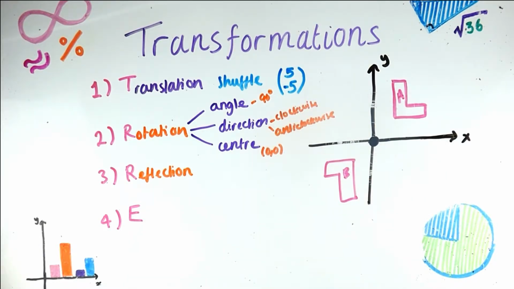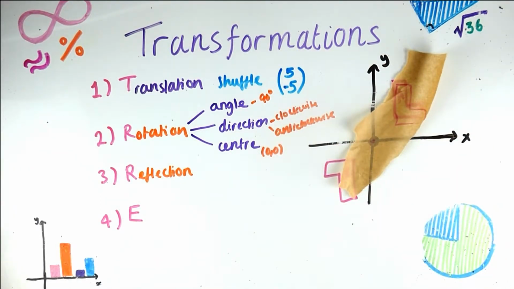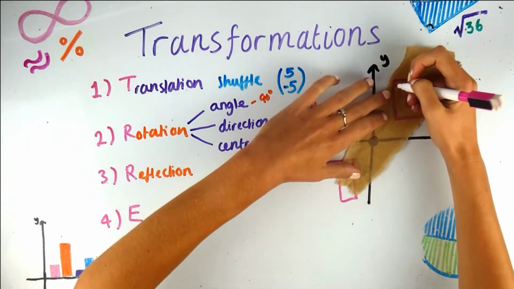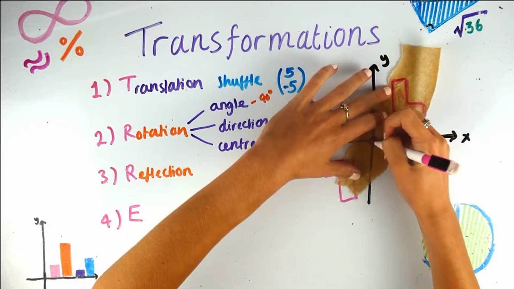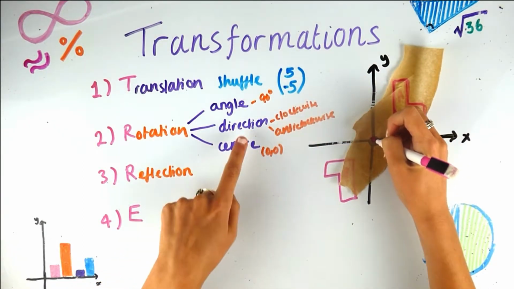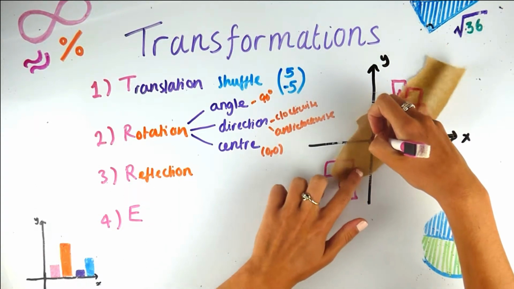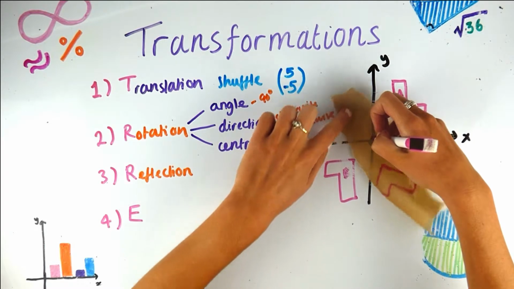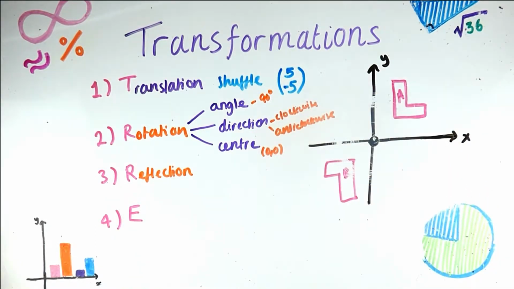You can use a bit of paper to do this. I've got a really rubbishy scrap here. You could write this here, here's my shape, copy over it. You could put your point on the centre, then you would go in the direction, so let's say clockwise this way. 90 degrees would be there, and 180 degrees you would end up there. So you can always use a bit of paper to help you.